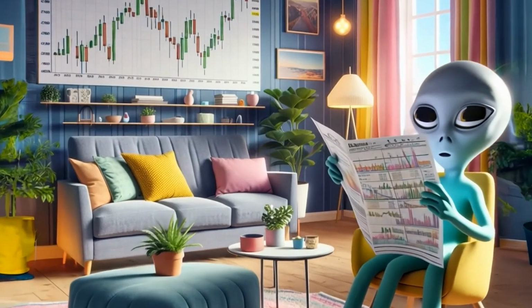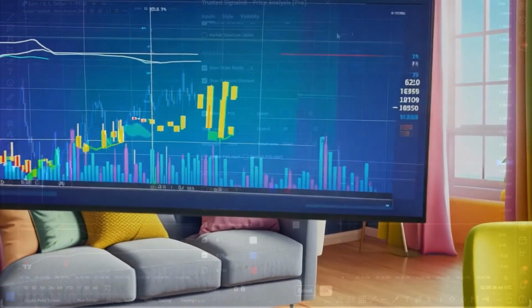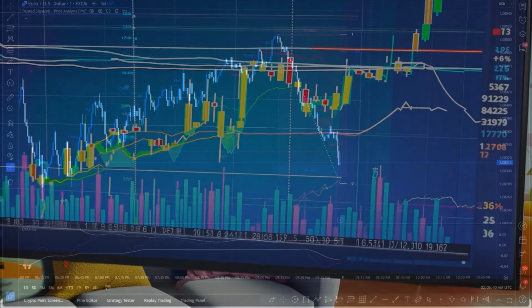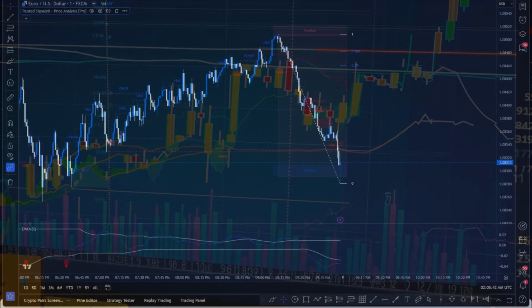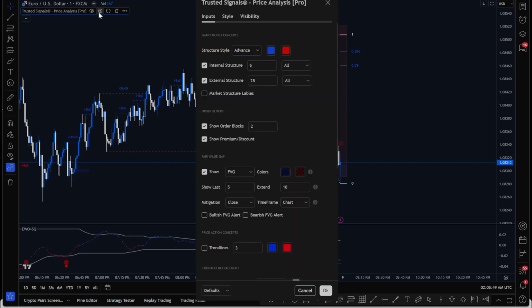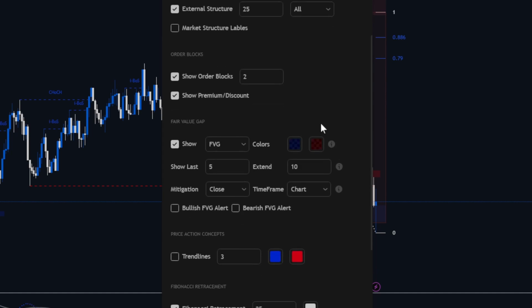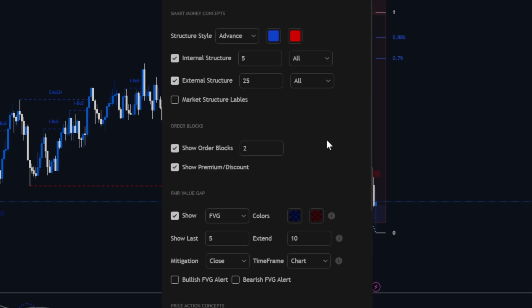So you're probably asking yourself, what is smart money concepts and how can I start trading utilizing this specific strategy? Smart money concepts is a trading approach that focuses on institutional order flow, liquidity, market structure, and price manipulation tactics. This indicator that you're seeing on your screen literally has everything that you need if you are a smart money concepts trader or if you want to become one.